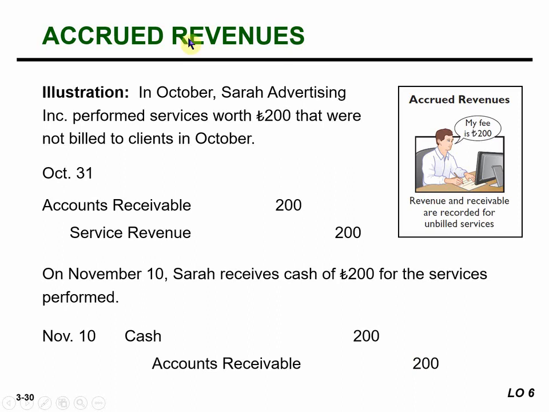So as you can see, accrued revenues means that we performed services during the month, but we did not record this because we did not bill the customer yet in this example. So at the end of the month, to apply the revenue recognition, here we should record the revenue, and the month of October should take its share of revenues for the month.